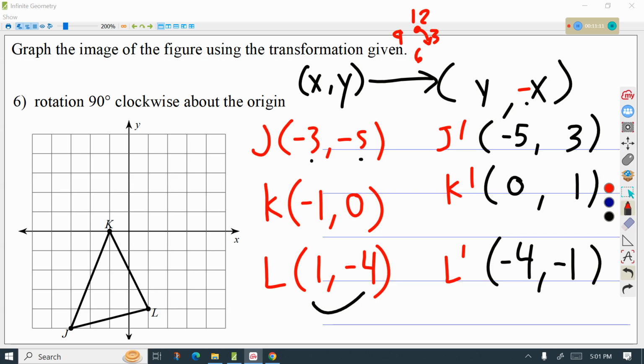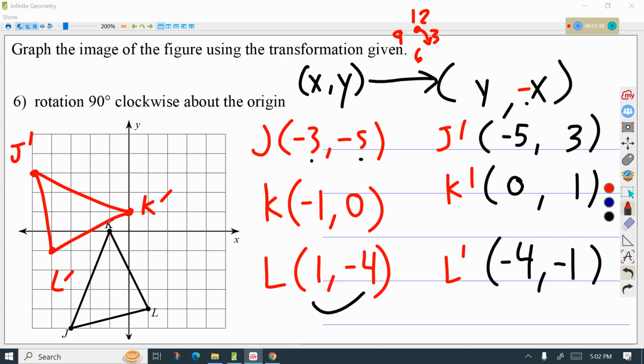So our points are already there. To plot these, it says to do J, I got to go left 5 and then up 3. So that gives me my J prime. Then K prime says to go left and right 0, but just go up 1. So that's K prime. And now L, it says to go left 4 and down 1. So that's my L prime. And now we got our shape.